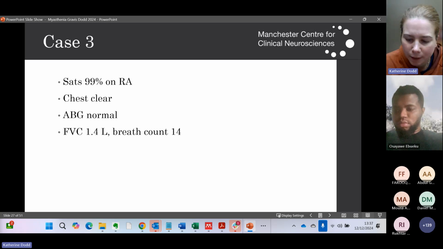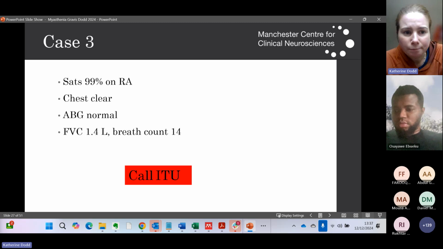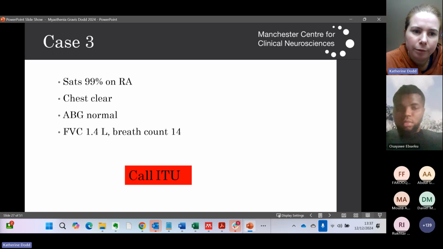No, don't know. I would call ITU. I'm quite worried about this because patients with neuromuscular respiratory failure will go off before their SATs and their blood gas go off. So we need to monitor the forced vital capacity, maybe the breath count if you really can't get a spirometer, but the breath count's not very accurate. It's the FVC that will help guide you when someone needs to go to ITU.